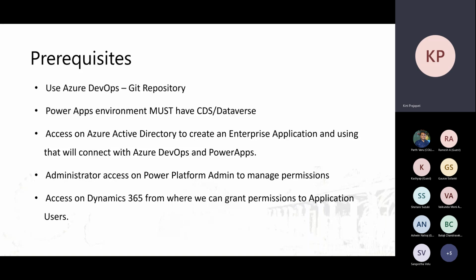And last, access on Dynamics 365 from where we can grant permission to application users. As I mentioned, we have to create one application user for each environment, and we have to give that user contributor access on Azure DevOps. So from Azure DevOps, that user can connect with your Dynamics 365 environment URL, and from there it can pick the solution.